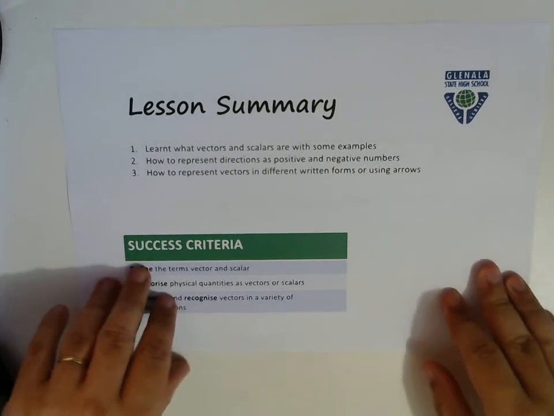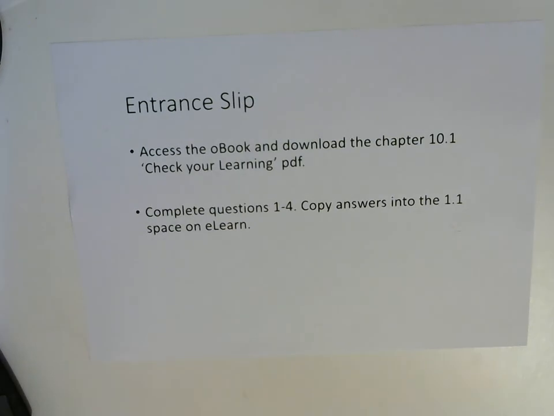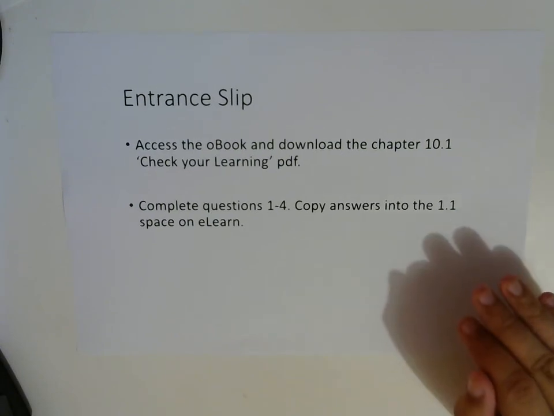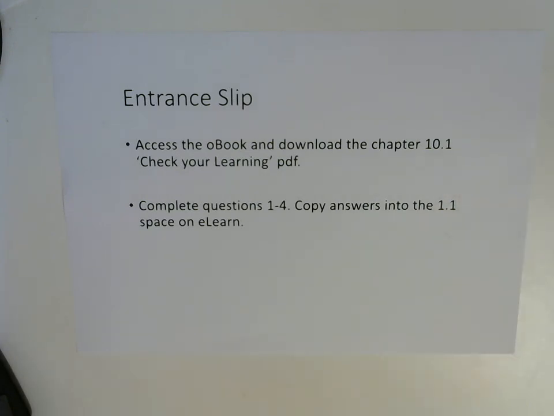Now, when you come to class, I expect you to have completed the entrance slip. For your entrance slip, you will need to access your O book and download the Chapter 10.1 Check Your Learning PDF. You can use the printed text and just look at the questions in the text. However, if you wish to just put your answers into the PDF, it might save you a bit of paperwork. I want you to complete questions 1 to 4, and copy those answers for 1 to 4 into the 1.1 space on eLearn. It is right underneath the video link that you followed to get to this video.